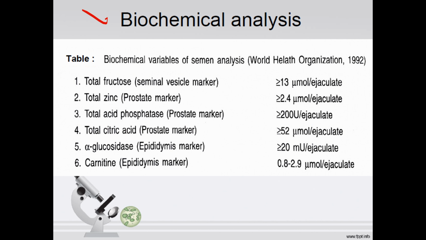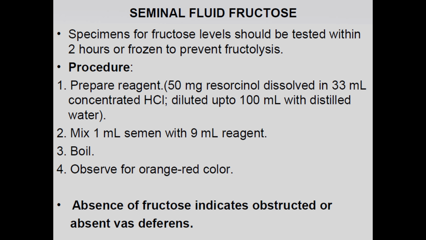Now come to the biochemical analysis. These are some markers. The first marker is from the seminal vesicles, as I told you, fructose, which provides energy to the sperm. Now come to the prostatic markers. There are three prostatic markers: total zinc, acid phosphatase and citric acid. And there are two epididymal markers: alpha glucosidase and carnitine. We have to perform all these biochemical tests, and the most important is the fructose level.